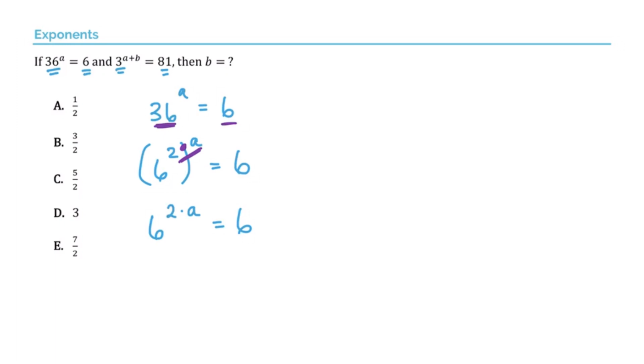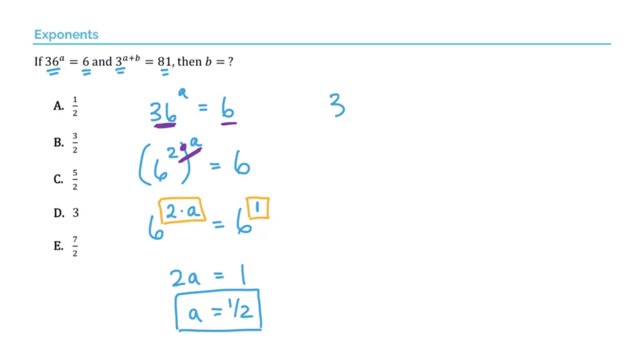And remember, 6, by the way, is the same thing as 6 to the power of 1. Now, once our bases are the same, the power of that is that I can set the exponents equal to each other to solve. So 2 times a is 2a, and 2a equals 1. Divide both sides by 2, and I get a equals 1/2.